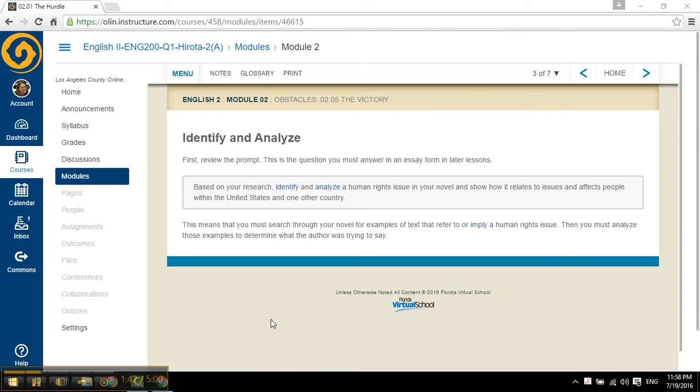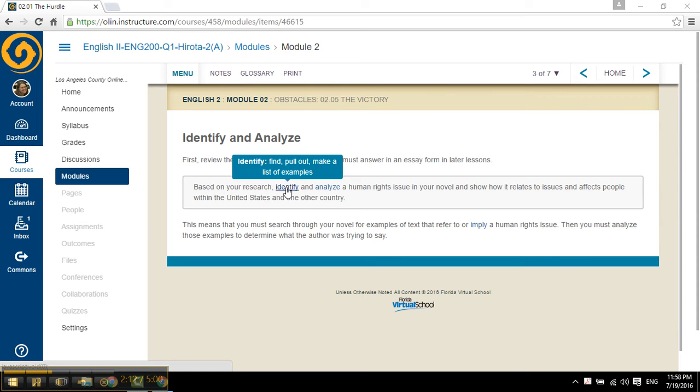Page 3 says identify and analyze. You're going to first review the prompt, and we have kind of looked at this already. It says this is the question you must answer in an essay form in later lessons. It says based on your research, identify and analyze a human rights issue in your novel and show how it relates to issues and affects people within the United States and one other country. That is very important. It's not just how it goes here in the United States.